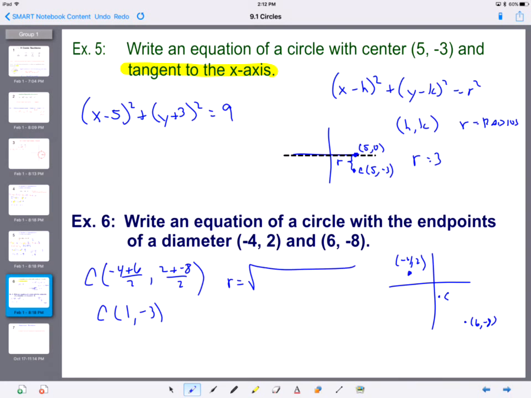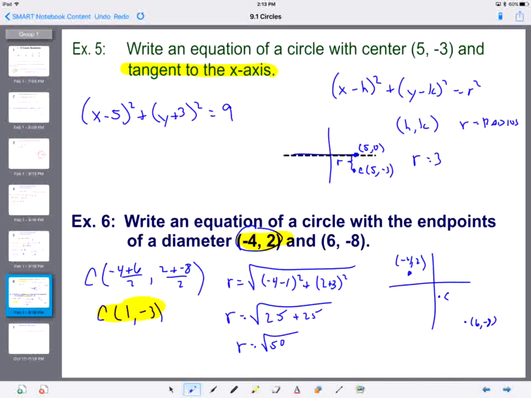So the radius is equal to the square root, and I will do the difference of your x's. So I'm going to use this point right here and the center, so these will be my two points. So x minus your x value: -4 minus 1 squared, that's the distance of your x's, plus now your y value, 2 minus -3, so that's 2 plus 3 squared. So what is that going to get us? -5 squared is 25, 5 squared is 25, and so the radius is equal to the square root of 50.